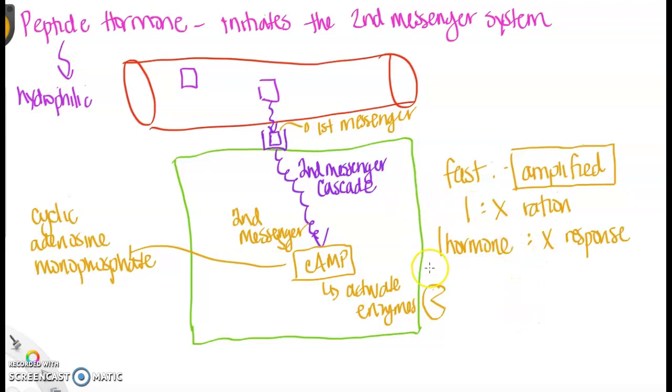All right, so the next one I'm going to talk about, or the next video, we're going to talk about amino acid hormones. And that's the last one. Amino acid hormones have both of these types of mechanisms that they use. So let's talk about that.